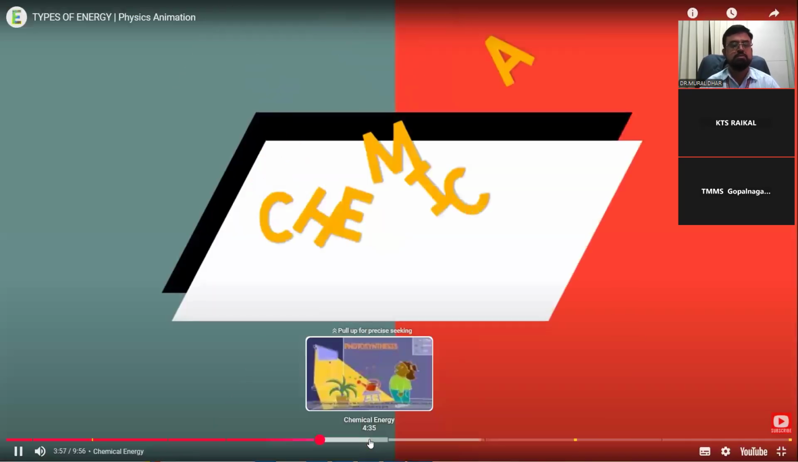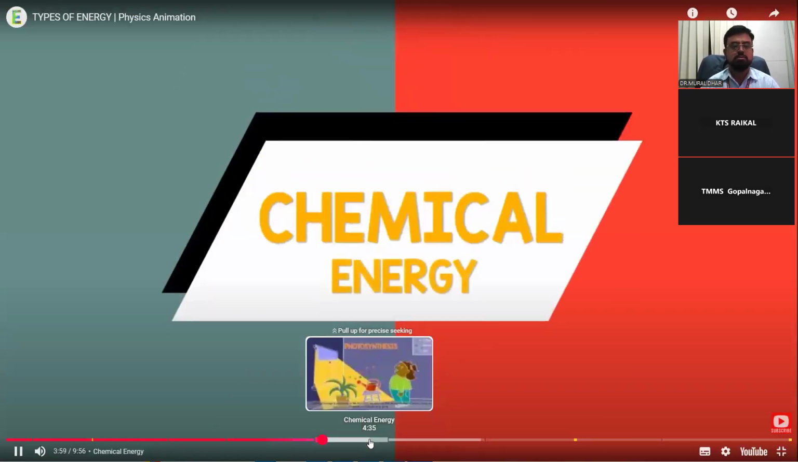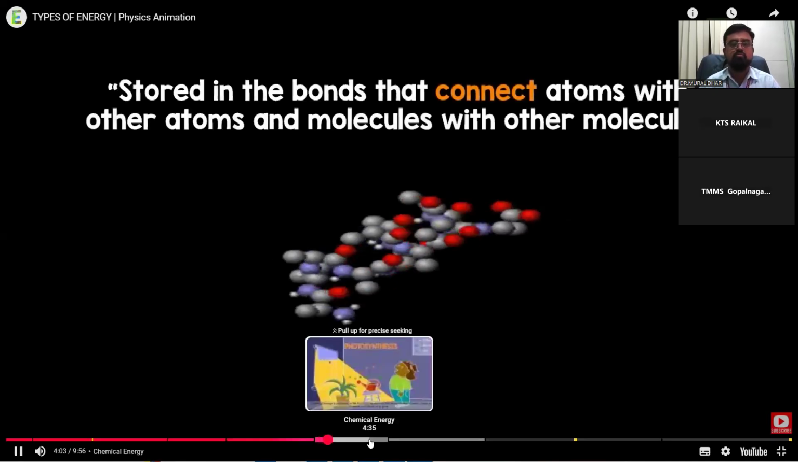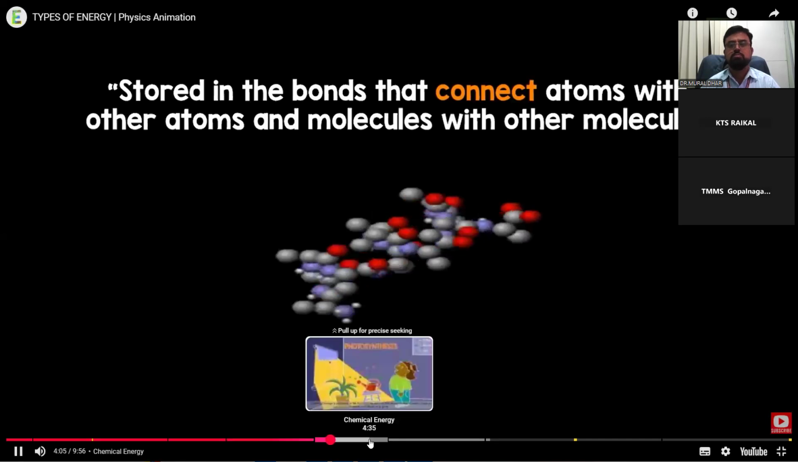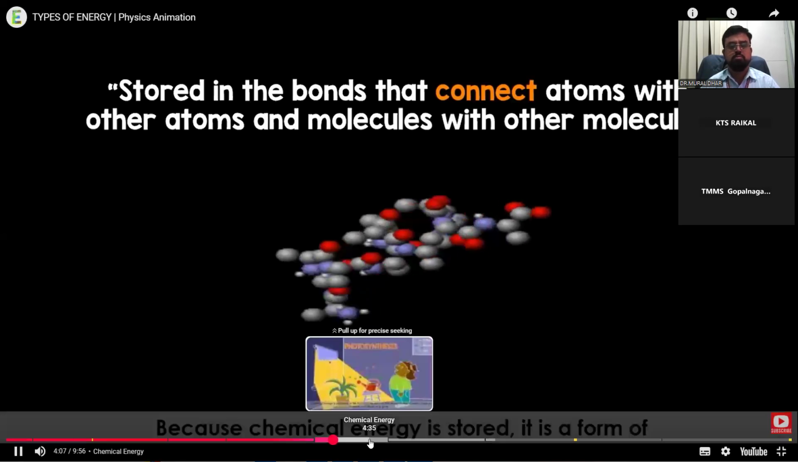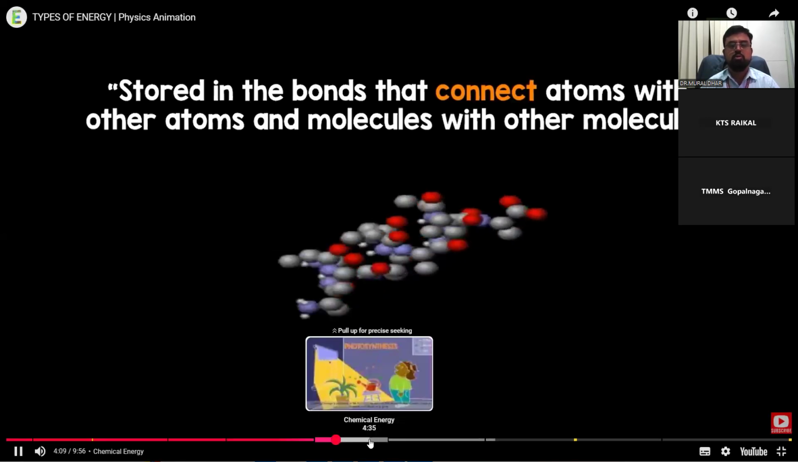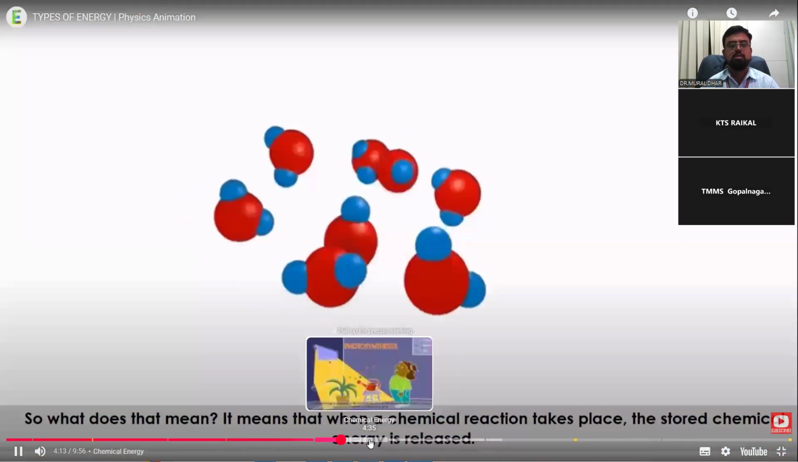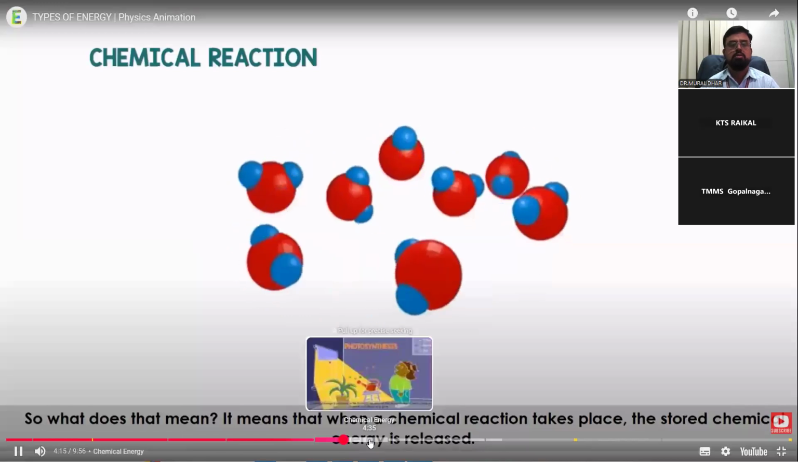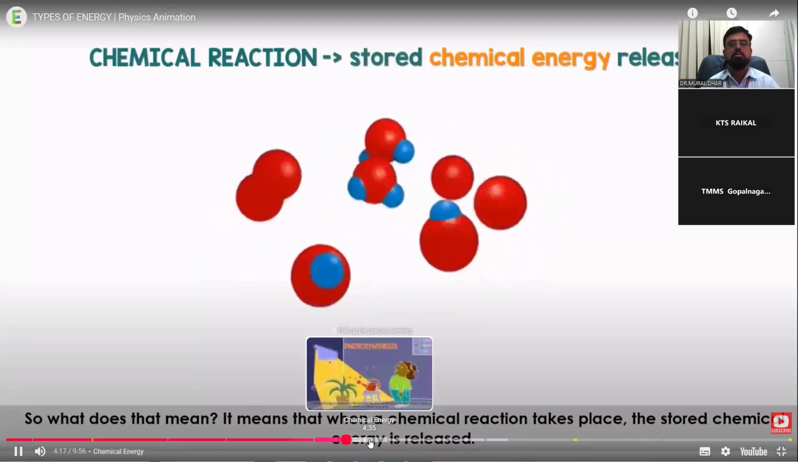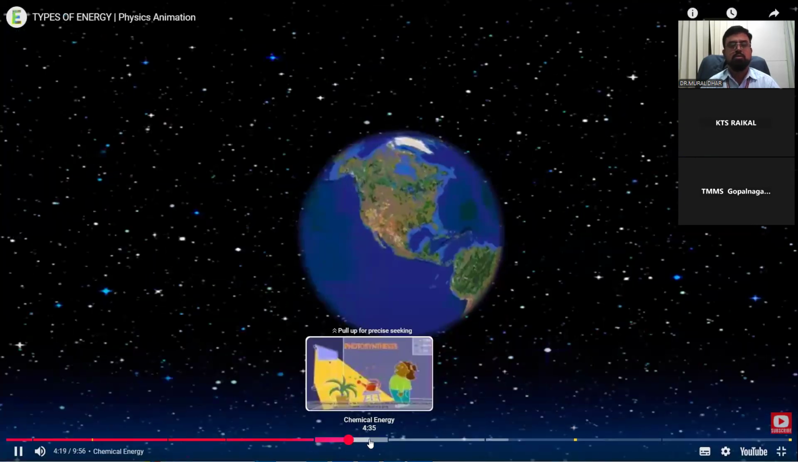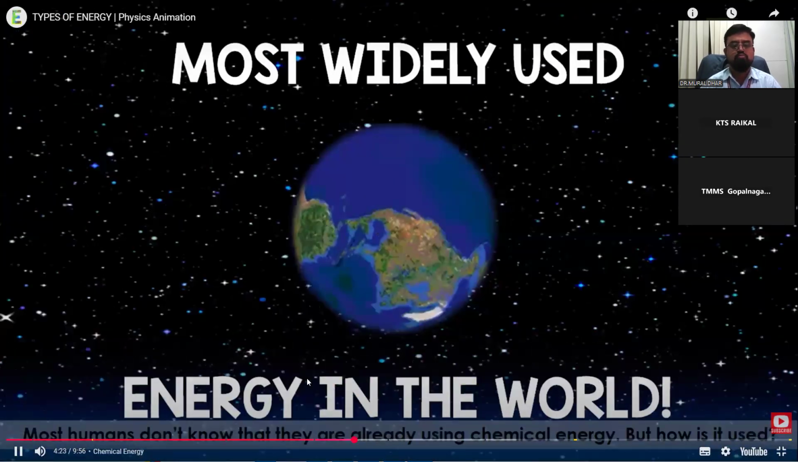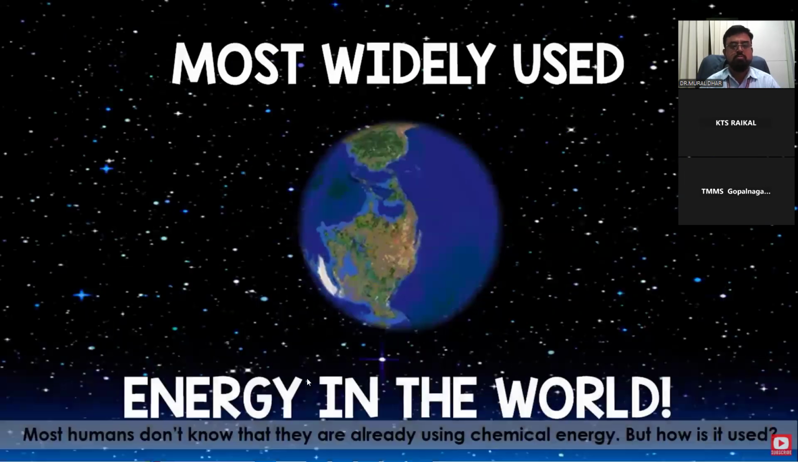Next, we have chemical energy. Chemical energy is stored in the bonds that connect atoms with other atoms and molecules with other molecules. Because chemical energy is stored, it is a form of potential energy. So what does that mean? It means that when a chemical reaction takes place, the stored chemical energy is released. Chemical energy is the most widely used type of energy in the world. Most humans don't know that they are already using chemical energy.